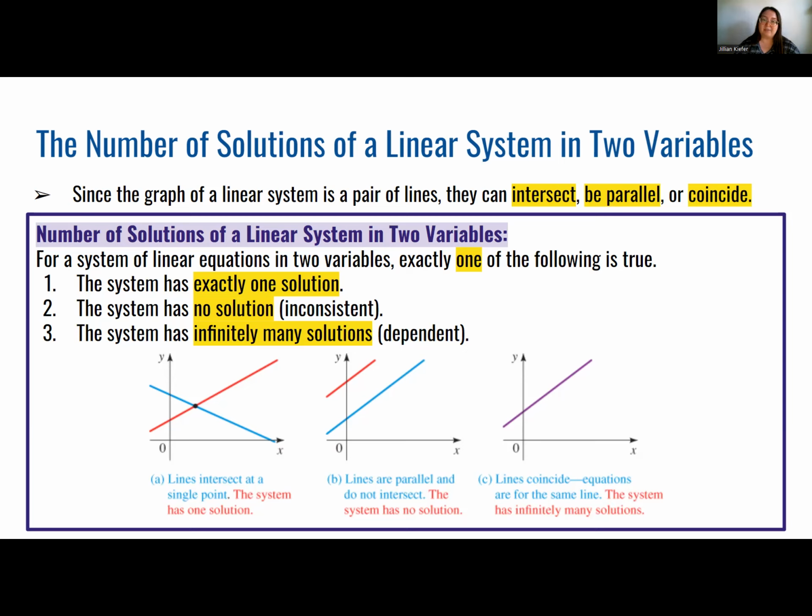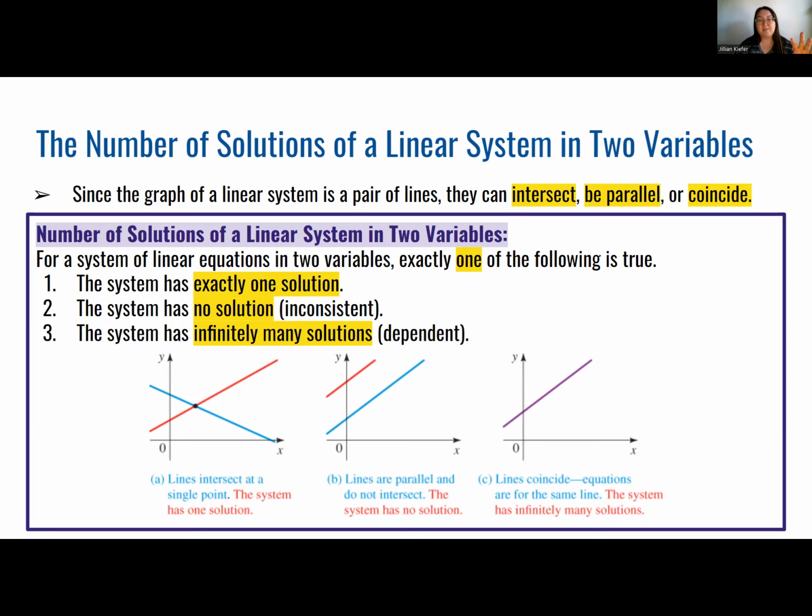Since the graph of a linear system is just a pair of lines, they can intersect once, which is what we saw. They can be parallel, meaning that they will never cross, or they coincide. Basically, they're lying on top of each other. They're the exact same line. So they're essentially intersecting everywhere because they're the same line. So we have our number of solutions of a linear system in two variables.